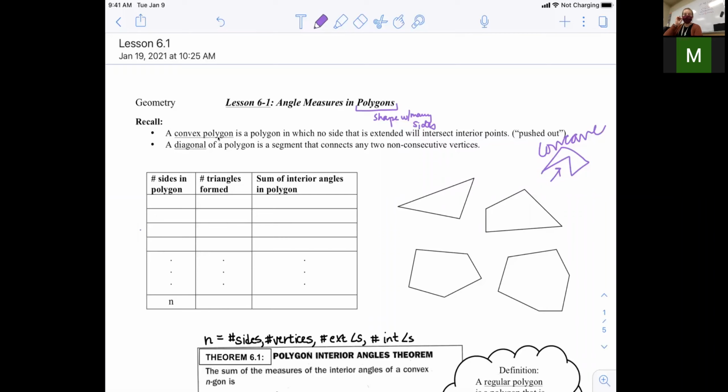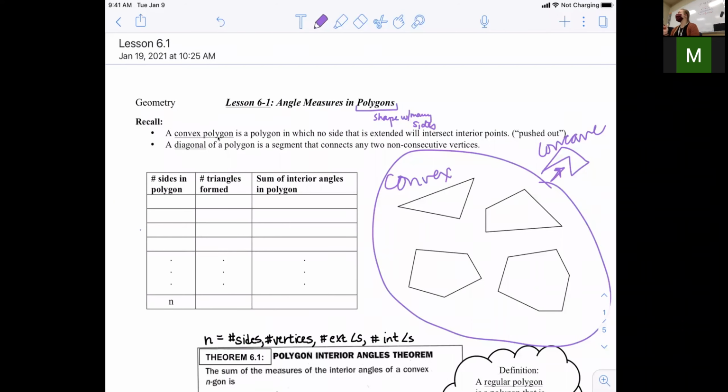Polygons are shaped with many sides. Concave is the shape where it's caved in. And convex is literally everything else that we see. And all we're doing today and this unit are all convex shapes. So it seems like a complicated word. It's not that complicated. It's what we use all the time.